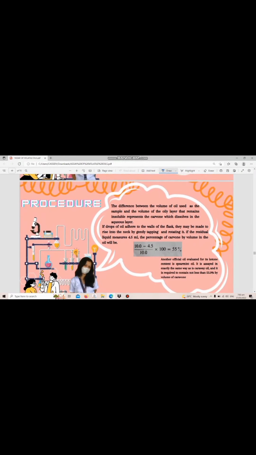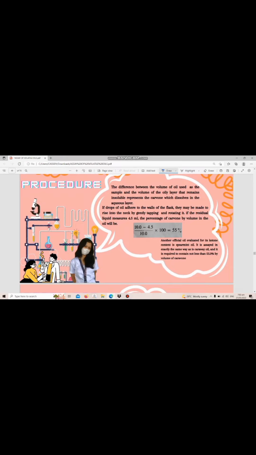Next. The difference between the volume of oil used as the sample and the volume of the oily layer that remains insoluble represents the carvone which dissolves in the aqueous layer. If drops of oil adhere to the walls of the flask, they may be made to rise into the neck by gently tapping and rotating it. If the residual liquid measures 4.5 ml, the percentage of carvone by volume in the oil will be 55%.